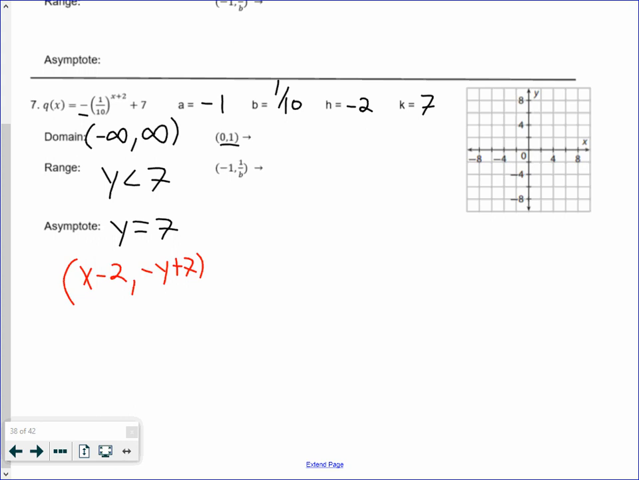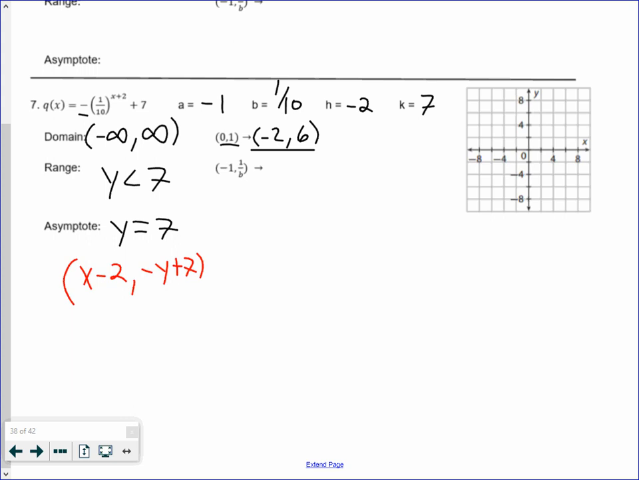So for 0, 1, we'll put that into our transformation rule. 0 minus 2 is negative 2. And then 1, we put that into y, you get negative 1 plus 7 is 6. So that's our transform point for 0, 1.